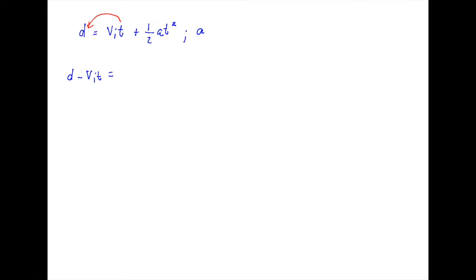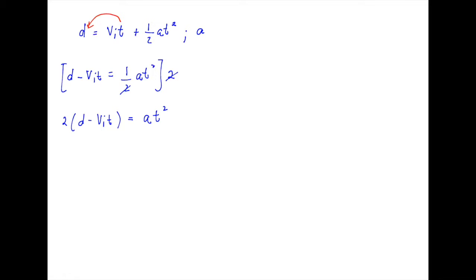Okay, so we have d minus v_i t is equal to 1 half a t squared. Now, in order for me to solve for a, I should simply multiply both sides first by 2. And that would become 2 times d minus v_i t is equal to, simply cancel it, a t squared.